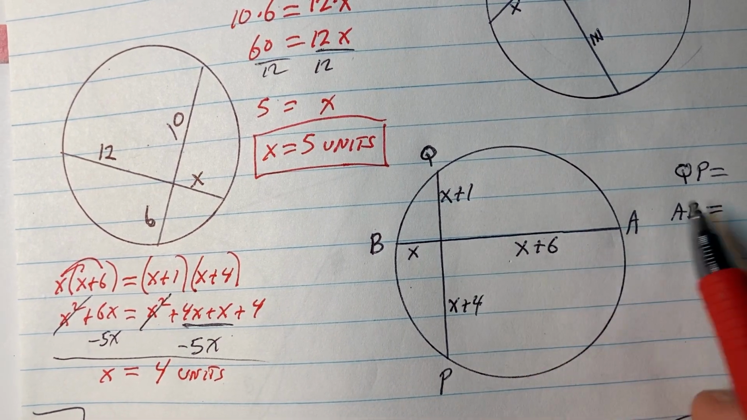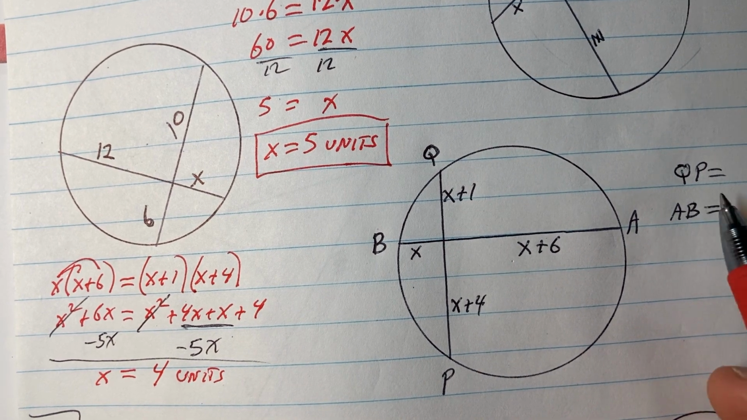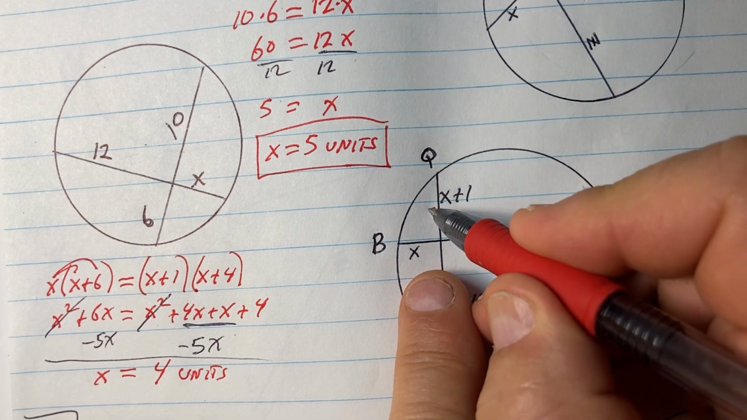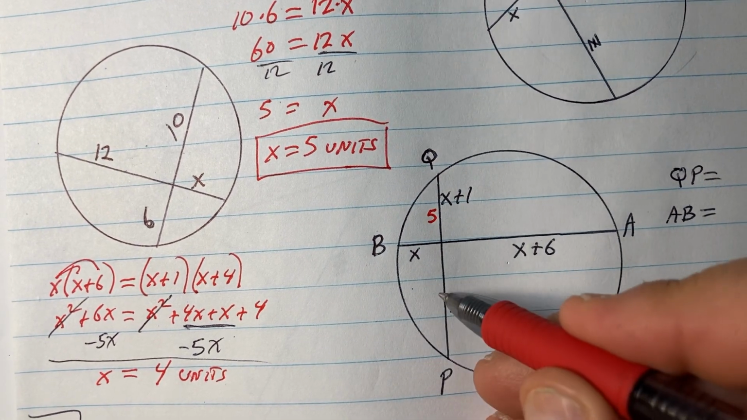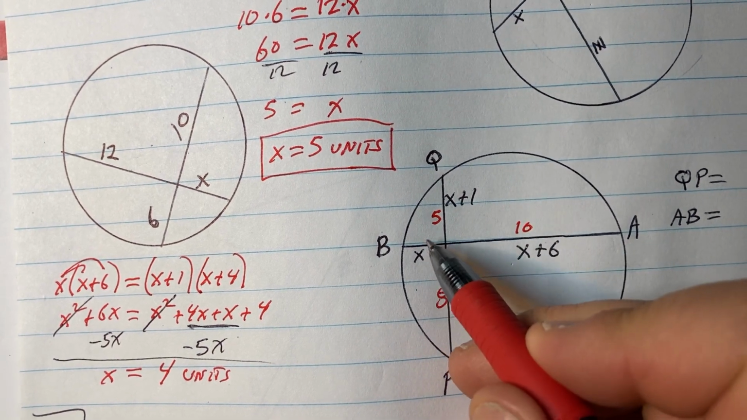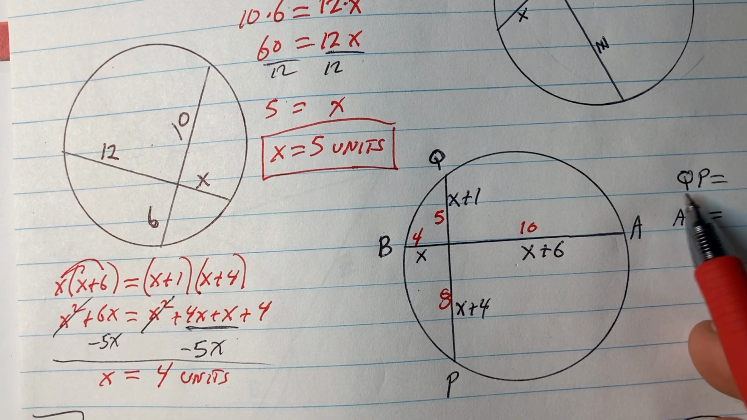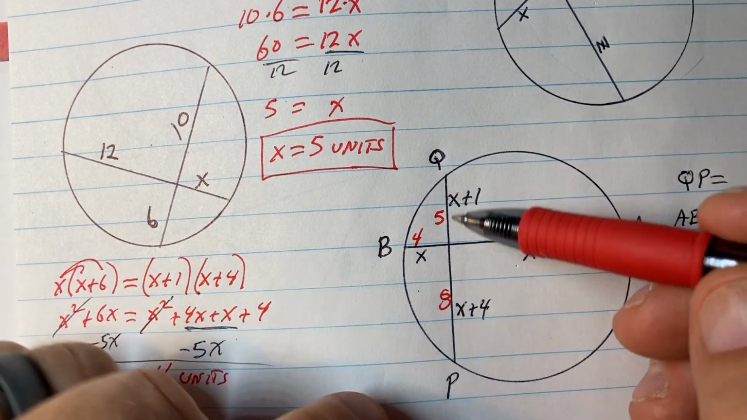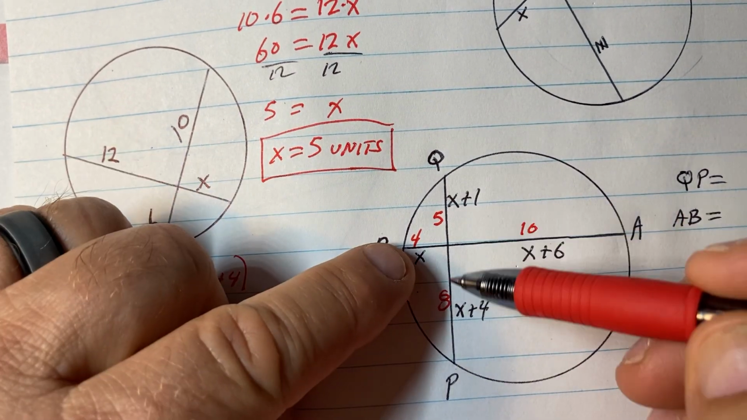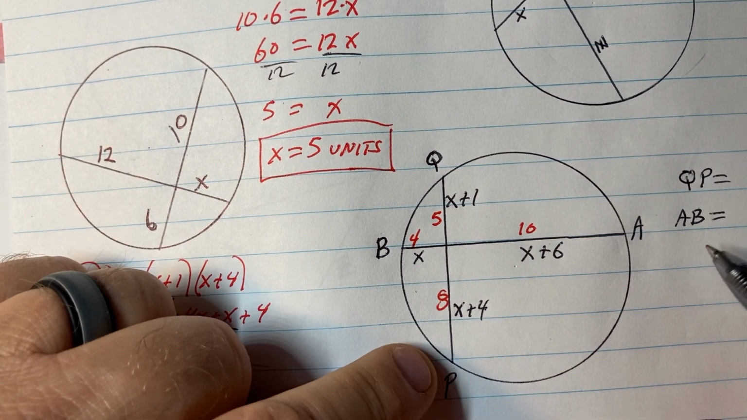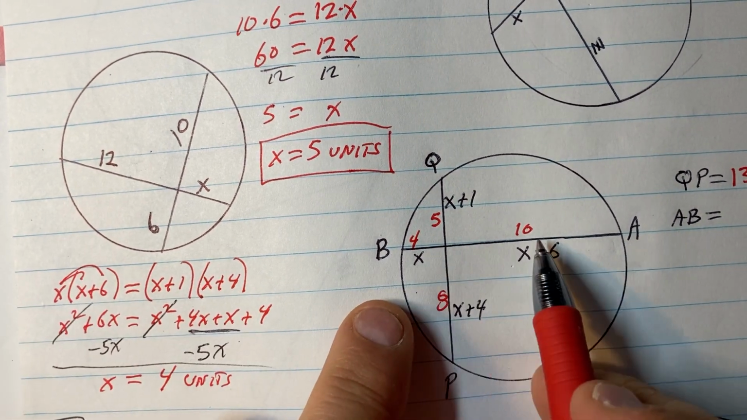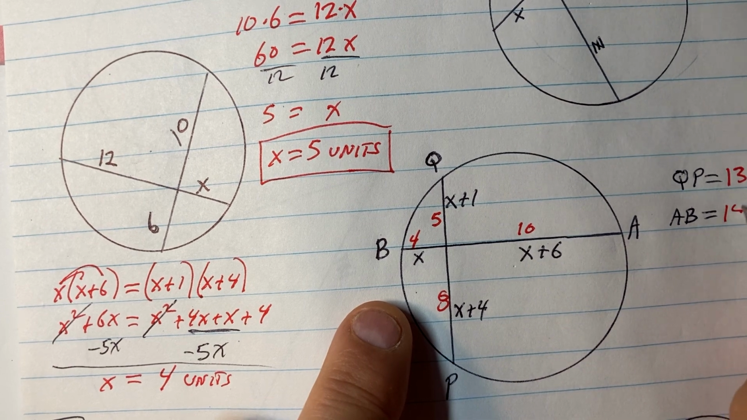Now we're not done. We need to find the distance from Q to P. So if x is 4, 4 plus 1, that's 5. 4 plus 4, that's 8 units. 4 plus 6, that's 10 units. That's 4 units. Find the distance from Q to P. It's not 5 times 8 now. It's just the distance from here to there. Just add them together. 5 plus 8 is 13. QP is 13. And the distance from A to B is 4 plus 10, which is 14. And there we go.